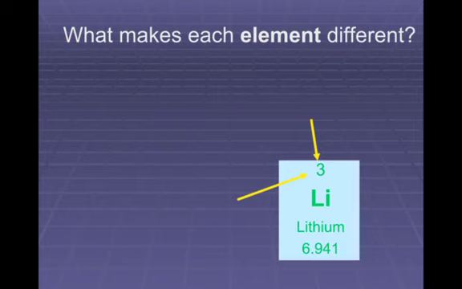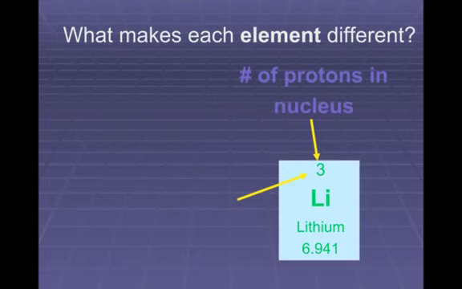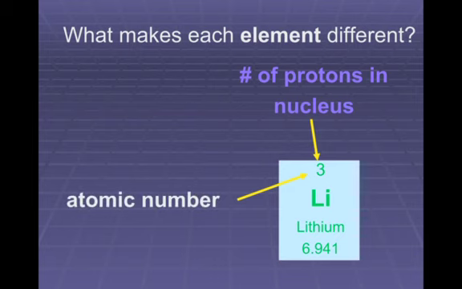Last time we learned that atoms are made of protons, neutrons, and electrons, and today we need to ask the question, what makes each element different? Turns out it's the number of protons in the nucleus. This number is given a special name. It's called the atomic number. You can find it on the periodic table.